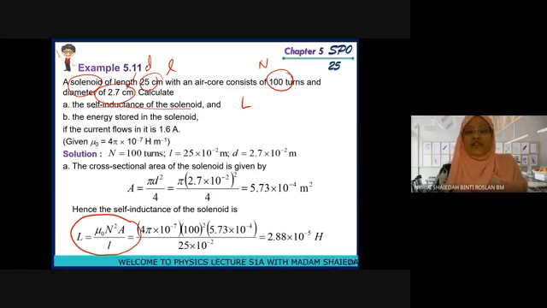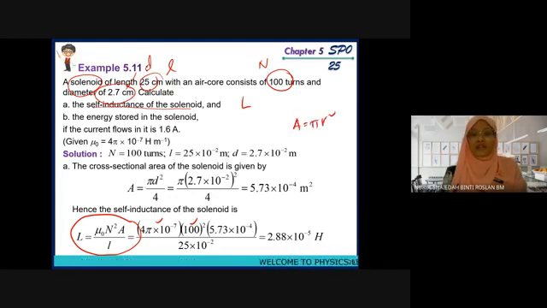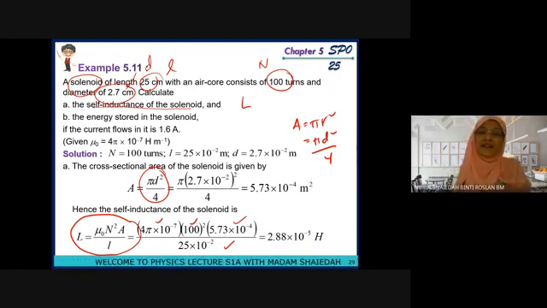L equals to mu naught N squared A over L. So mu naught you take from the front, the list of constants. N is given, 100 turns. Area: since it is a solenoid shape, you will use pi r squared. Area equals pi r squared, equals pi d squared over 4. So you substitute and get area divided by length. They also give you the length. So you will get L. The question is very direct, not difficult actually. The only problem is you have to know which L to use, because you have two: one coil, one solenoid.